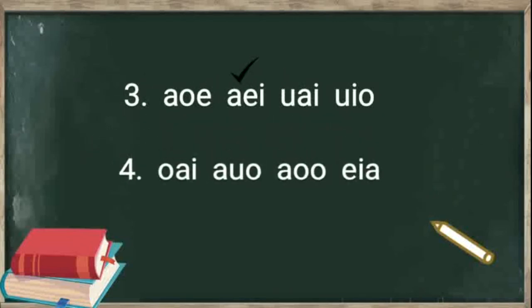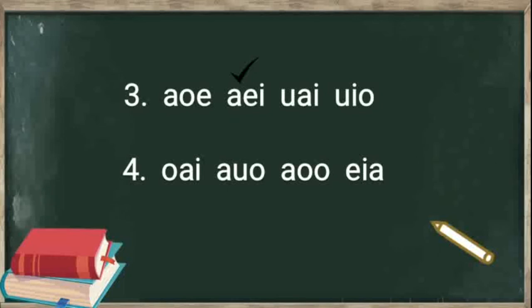Next is A, E, A. Now can you identify the group of vowel being said? Yes, the correct answer is fourth one.